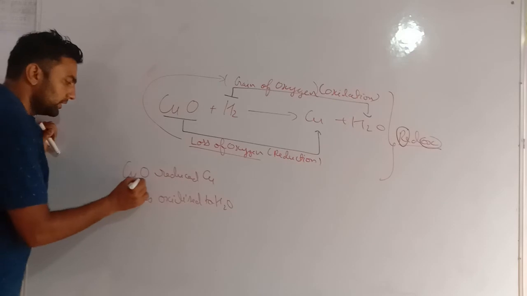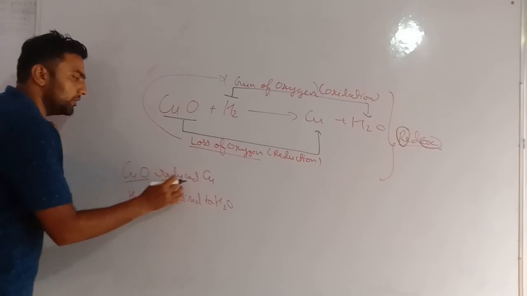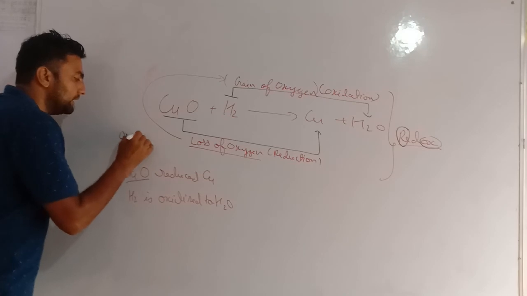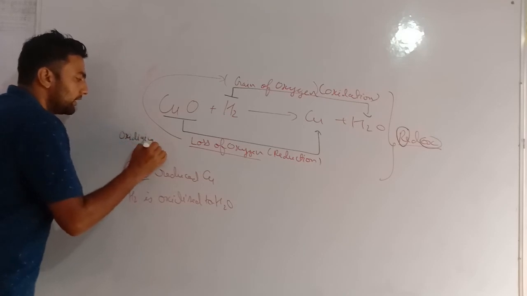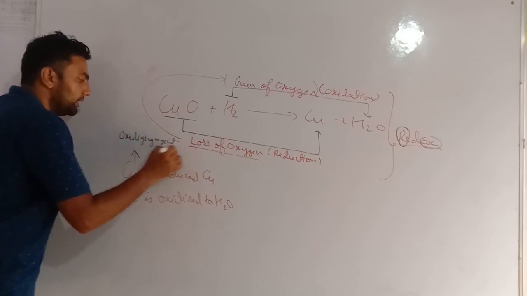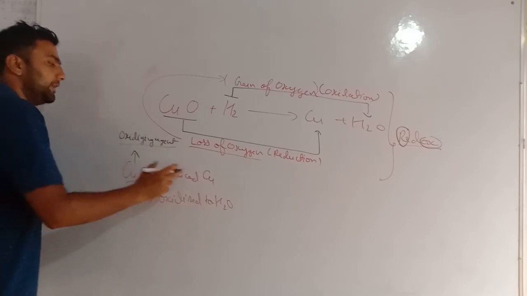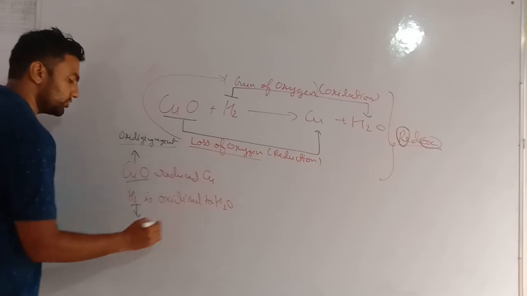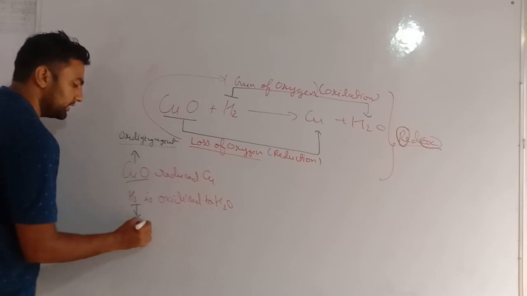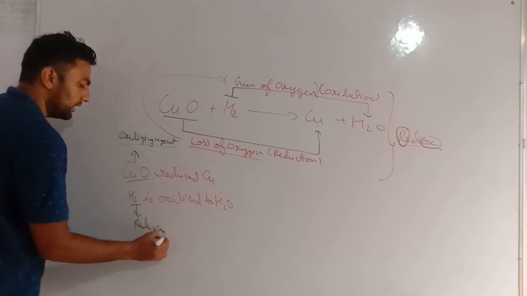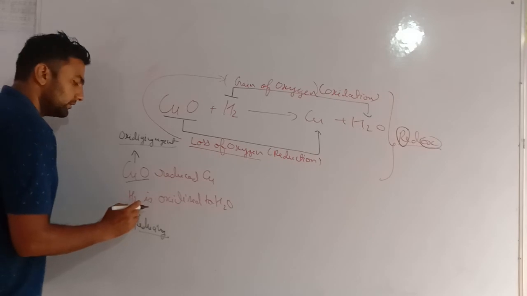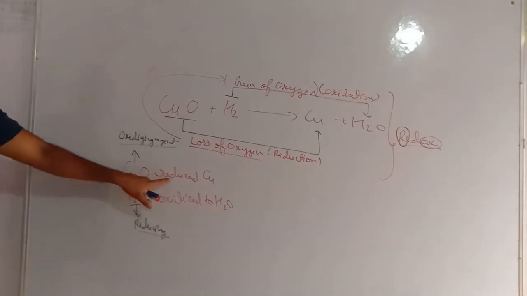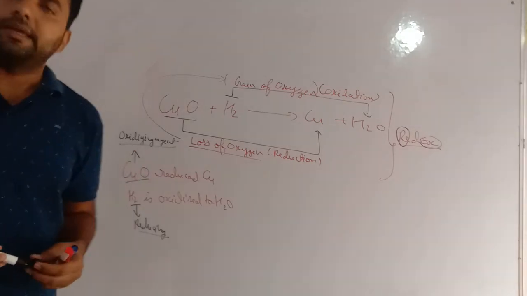See, dear students, copper oxide is reduced to copper, so copper oxide is known as the oxidizing agent. Very important. The material getting reduced is known as the oxidizing agent, and hydrogen is oxidized to H2O, so H2 is the reducing agent. The material getting oxidized is the reducing agent, and the material getting reduced is called the oxidizing agent.